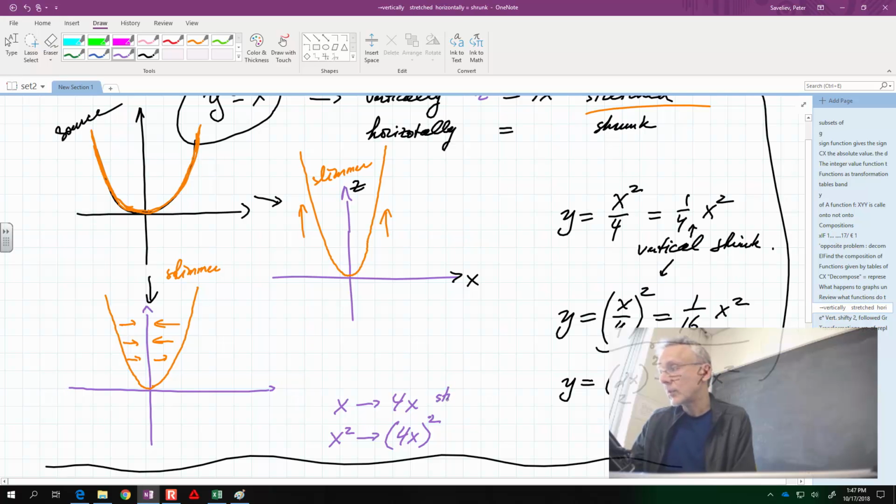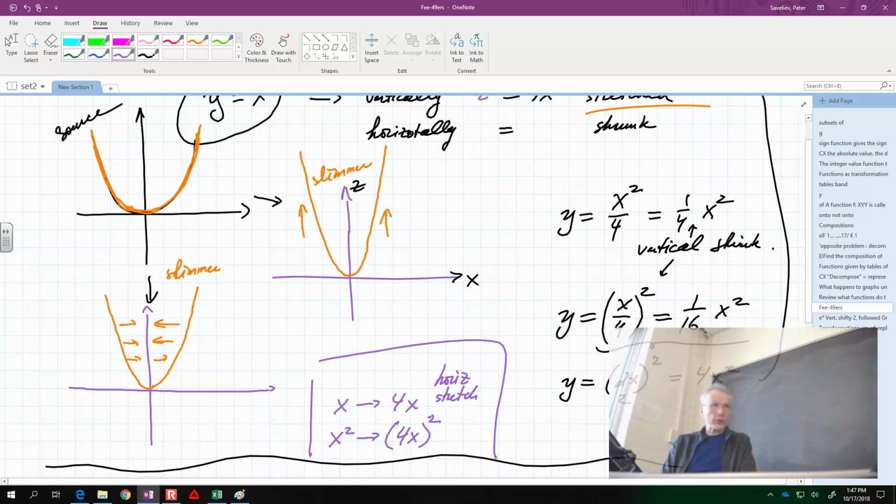Okay, so this seems to be a stretch, a horizontal stretch. But now, what has happened to the graph of the function? So compare x squared and 4x squared. What has happened to the graph? Actually, I had 2 here, not 4. What has happened to the graph? 2x squared. What kind of graph is this? No. It is stretched. It is stretched, but vertically.